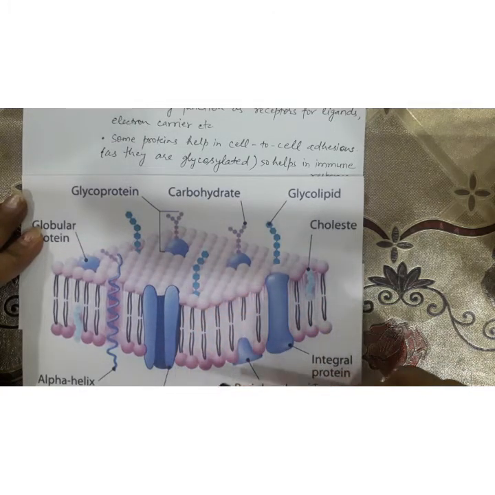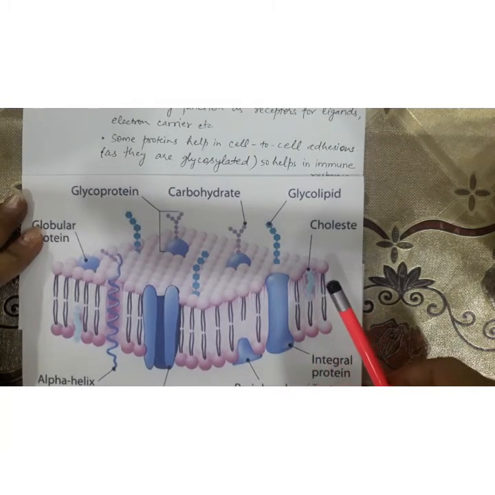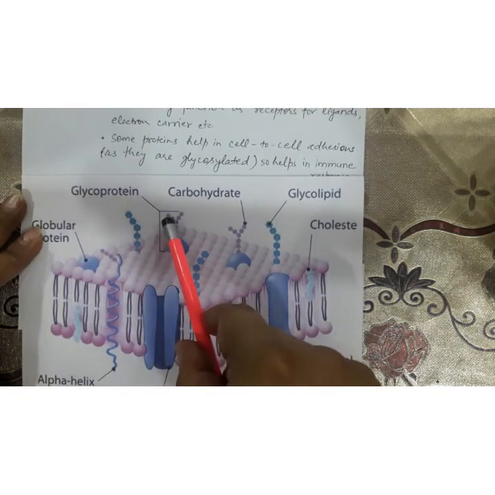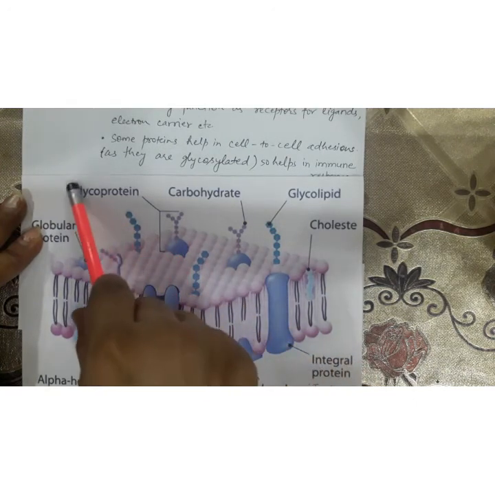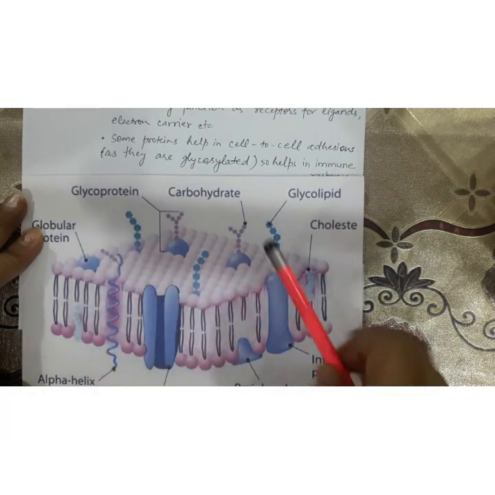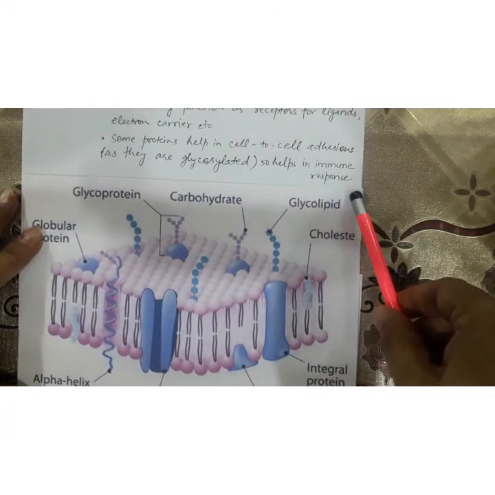Some of the proteins help in cell-to-cell adhesion because they are glycosylated, that is, they have a carbohydrate part along with them. So they are helpful in the immune response.